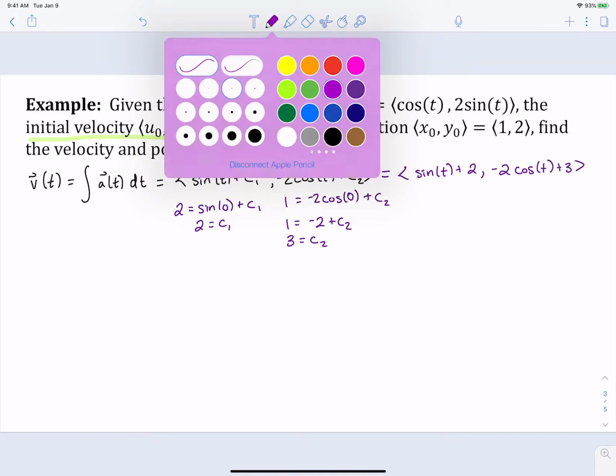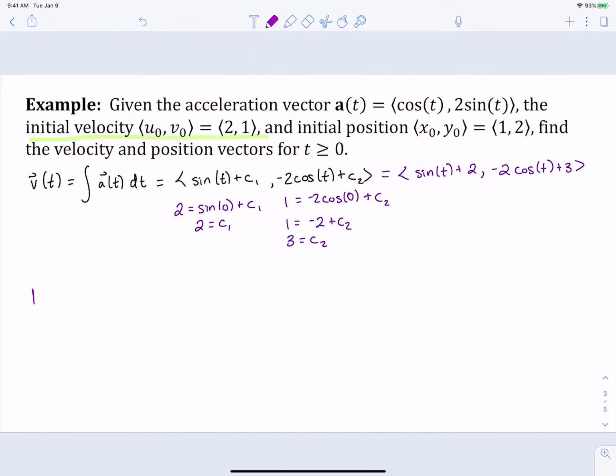Then to get our position function, which we usually call r, I'm really used to calling it p, so I will try not to write that, but we'll call it r, and that's going to be the integral of our velocity function.